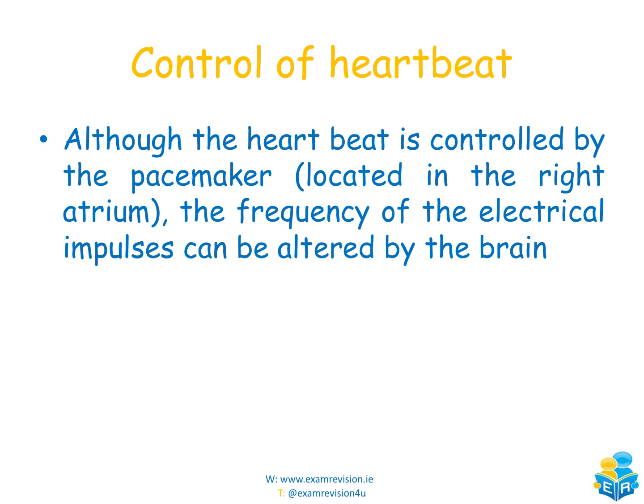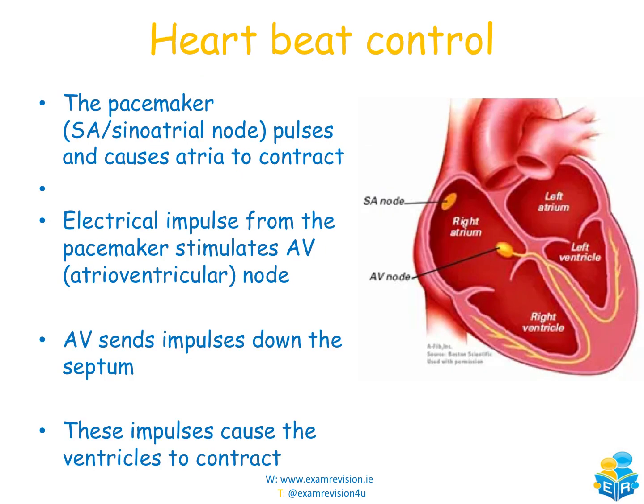So we're going to focus on heartbeat now for the next couple of minutes before we finish up. Now, although the heartbeat is controlled by the pacemaker, which is located in the right atrium, we'll come to that in a couple of minutes, the frequency of the electrical impulses can be altered by our brain. Okay, so the pacemaker, known as the SA node, pulses and causes the atria to contract. So we can see our SA node up here in the right atrium.